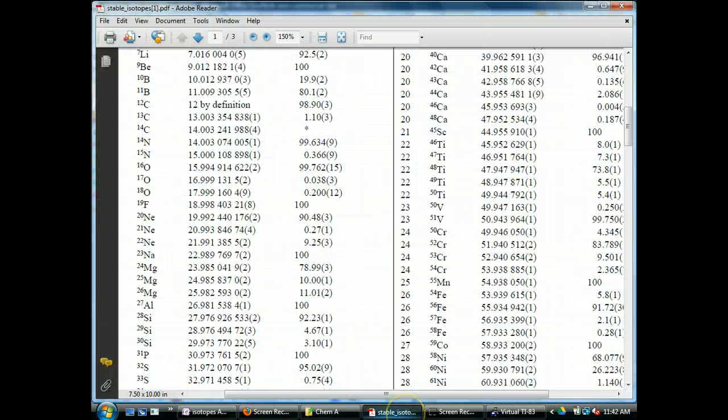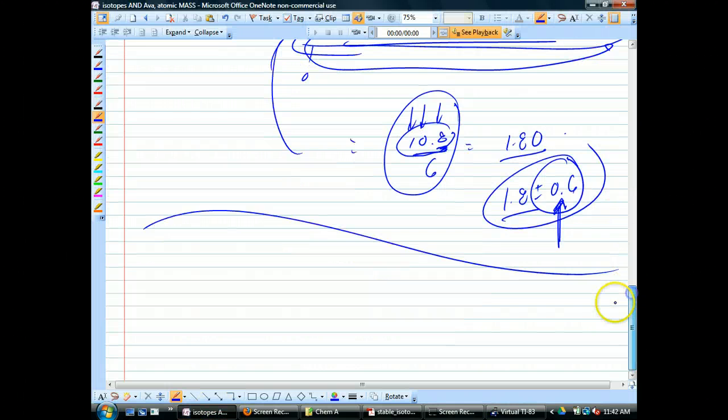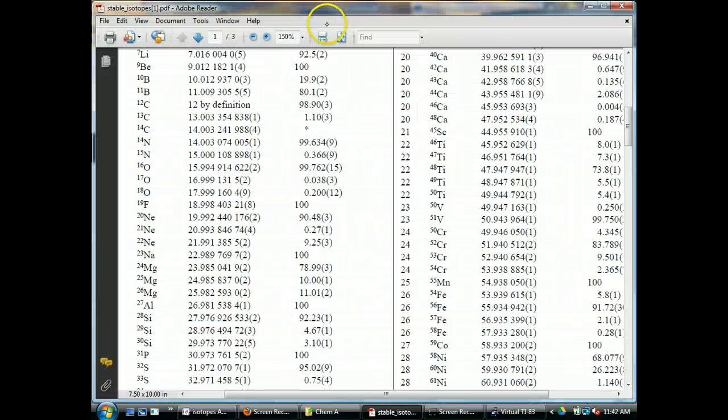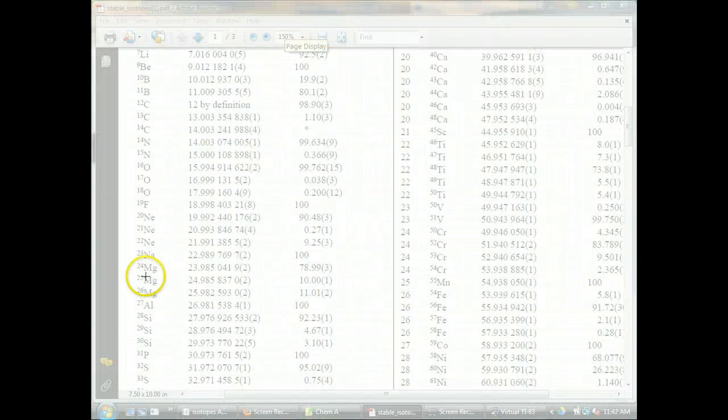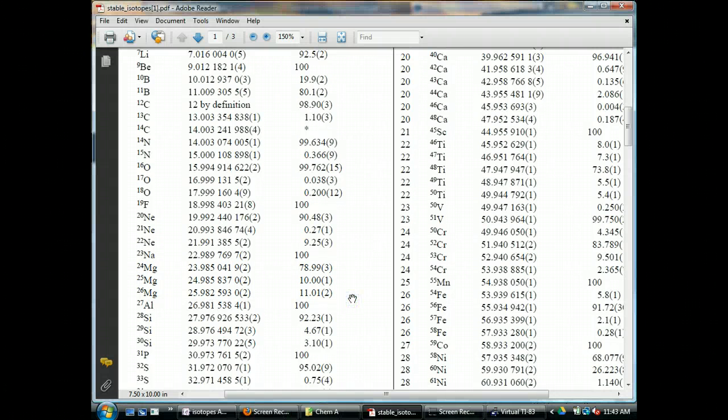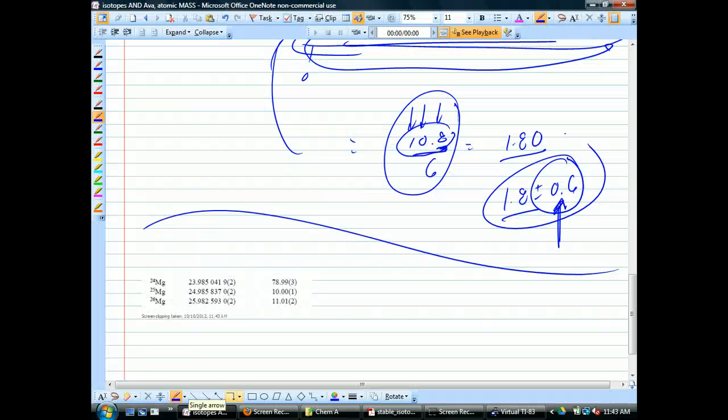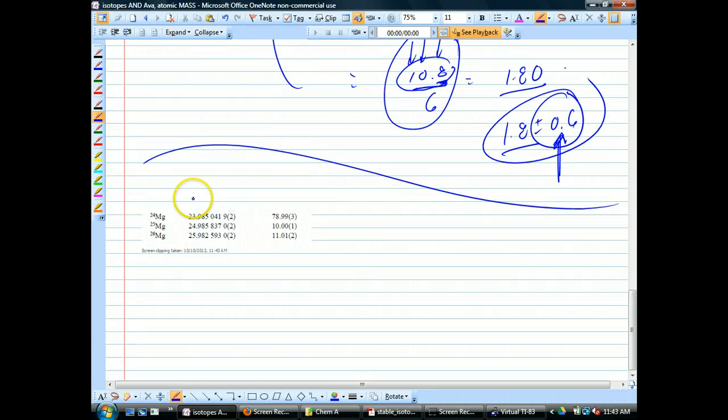Let's try another one here before we do a little activity in the next period. Let's take something interesting. How about magnesium? Magnesium is an interesting one because it has pretty even distribution of its isotopes. I'm going to take the magnesium data over here, and we're going to calculate an average again, just so that you can see another example of it. So here's my magnesium data. These are my masses. These are my percent abundances.